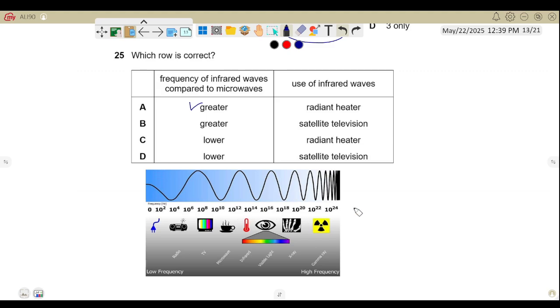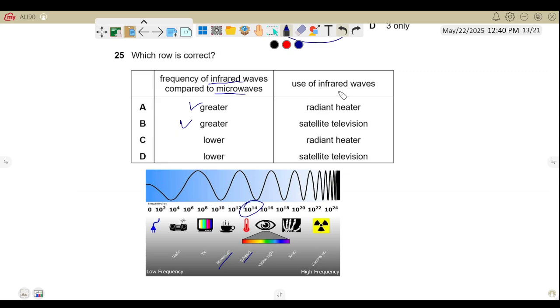This is a diagram showing the different types of electromagnetic waves. We're talking about infrared and microwaves. Those are the microwaves, those are the infrareds. Infrareds are in the order of 10^14 hertz, and the microwaves are in the order of 10^12 hertz. That means it's going to be greater. It could be A or B.